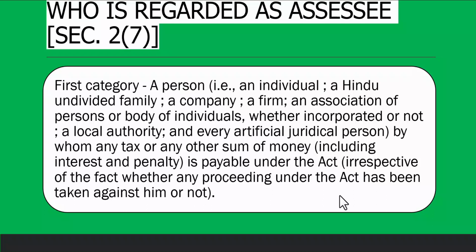So who is an assessee basically? There are various categories. The first category is he has to be a person. And we know there are 7 categories of person, by whom any tax or any other sum of money, including interest and penalties, is payable under the Act. So that means the government, the income tax authorities have to collect any sum of either interest or penalty or tax. So irrespective of the fact whether any proceedings under the income tax have been taken against him or not, he will be regarded as an assessee. This is called the first category.